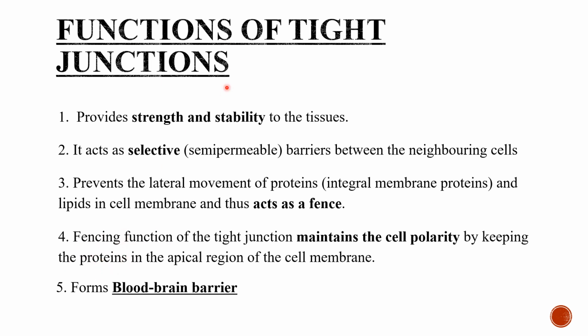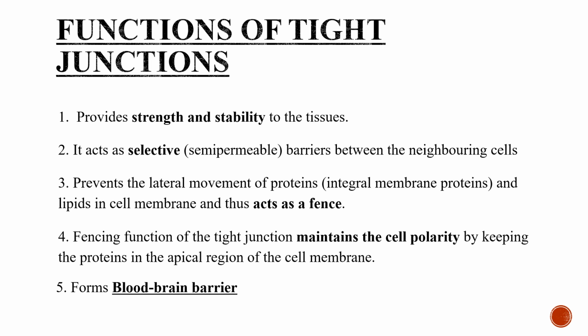And these tight junctions especially form the blood-brain barrier. In the capillary endothelial cells of the brain, the tight junctions are present, which are forming the blood-brain barrier. This is not the only example; we can also say the outer retinal barrier is also formed by these tight junctions.